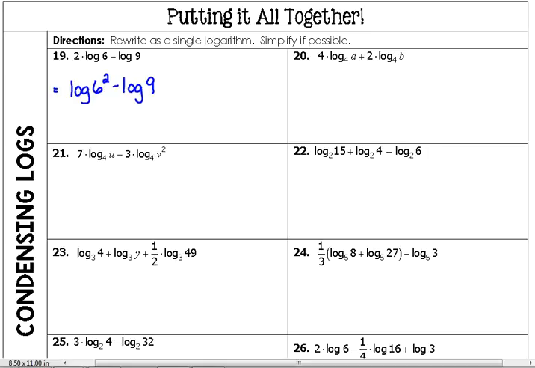So what can we do to put them together? If we're subtracting 2 logarithms, how do we make it a single logarithm? Look at your paper. It's what that graphic organizer is for. We're subtracting, so we divide. So what is 6 squared? 36. Okay? 36 divided by 9. That's a single logarithm there, and that is equal to 4.